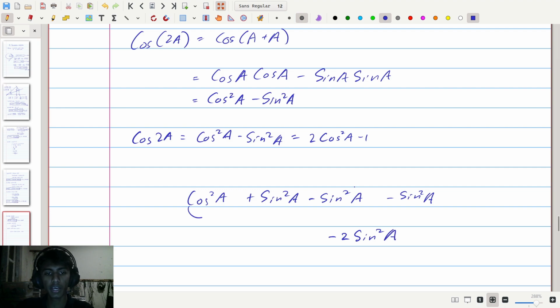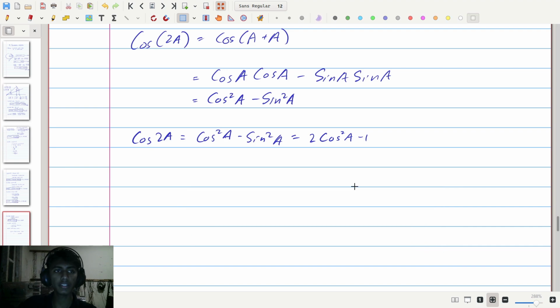On this side we have cosine squared A plus sine squared A, and recall the identity cosine squared plus sine squared is equal to 1. So here we can write this part as 1. So now we have 1 minus 2 sine squared A, and that is also equal to the original expression of cos 2A. So we can write the right side as also equal to 1 minus 2 sine squared A.